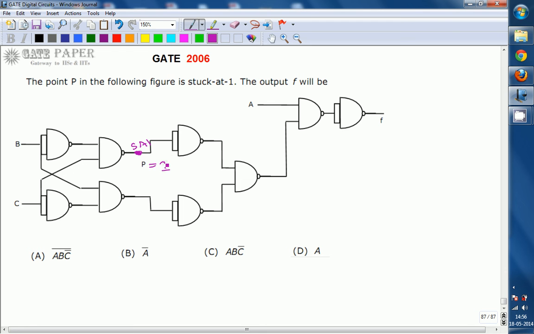Now if P is equal to 1, what will be the output expression F? That we are going to find. P is equal to 1 and this is a 2-input NAND gate with both inputs tied together, so it simply acts as an inverter gate. For the inverter the output will be 0, and that output is connected as input to one of the inputs of this NAND gate. For this NAND gate, one of the inputs is 0, so the output will be 1 according to its truth table.